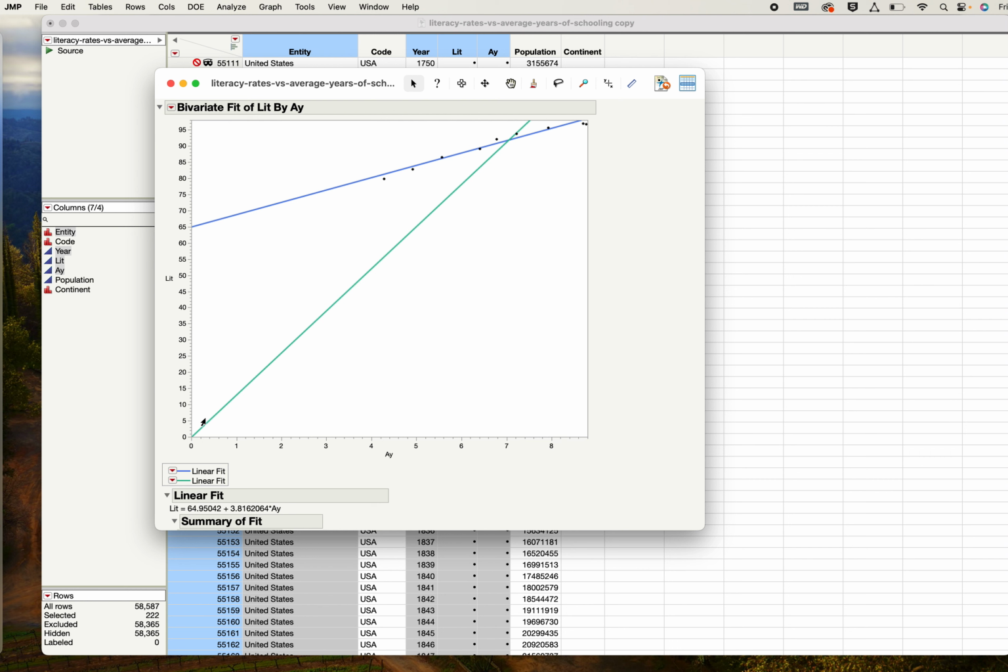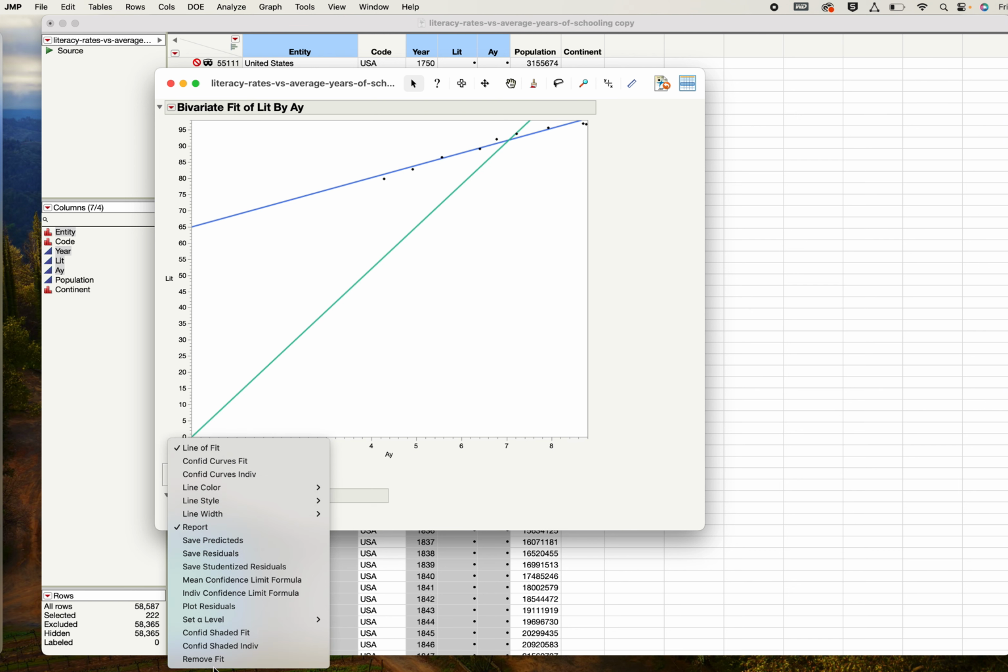So you could see we have some competing problems here. This blue line fits those data really well, but it tells us that with 0 years of education, we'll still have an average literacy rate of 65%. That might be true if people are self-educated, but maybe we don't believe that. Maybe we think it'll be closer to 0. But if we force the line through 0, now we don't explain that variation very well.